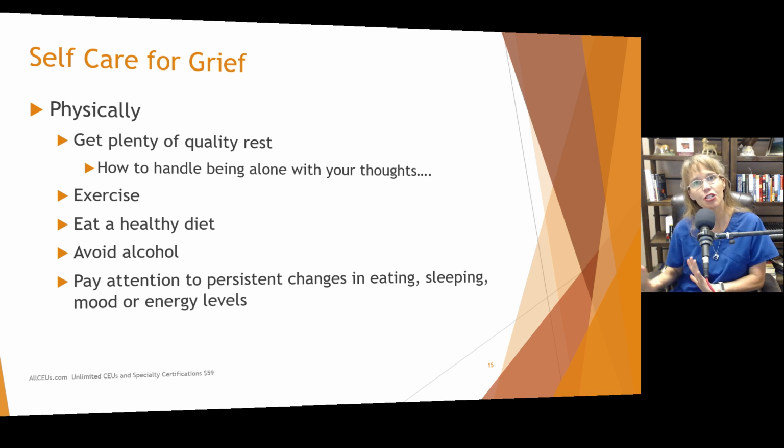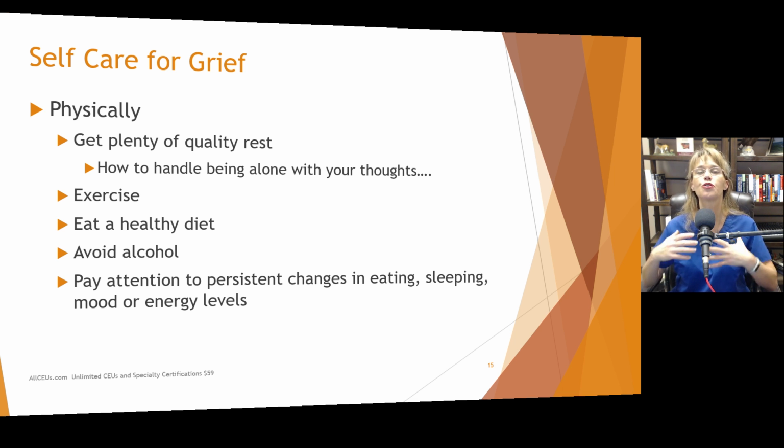Physically, encourage people to get plenty of quality rest, which is difficult for a lot of people when they're grieving, because when they lay down to go to sleep, they're alone with their thoughts, and that's when those woulda, coulda, shouldas and all the memories come flooding back, and they have a hard time sitting still. It's really important for us to help them figure out how to use thought-stopping, guided imagery, and a variety of different tools to help them be able to sit down and be alone with their thoughts, or relax enough where they can get to sleep.